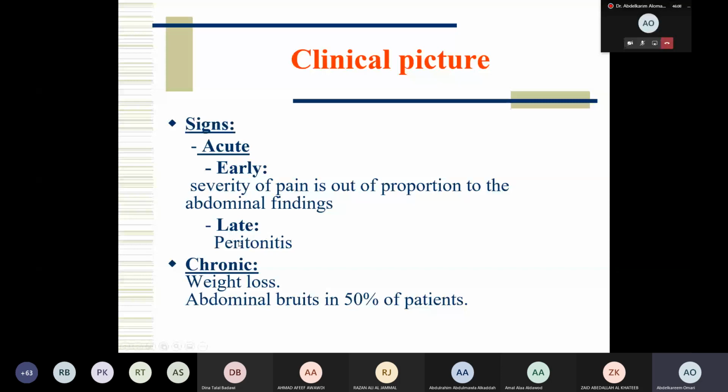This is the typical picture for this disease. The signs are normal while in the early stages, while the pain is very severe. And you must remember, guys, that the threshold of pain in the elderly is high. What is the threshold of pain?